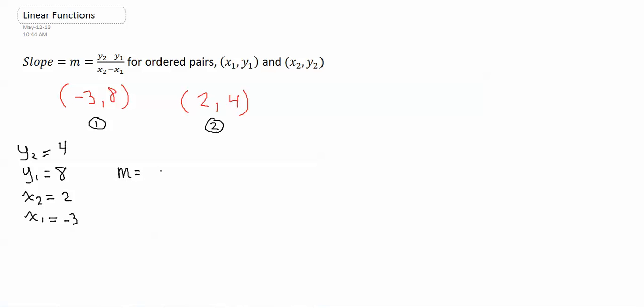So now we're going to substitute this into our equation. I get slope is equal to 4 minus 8 divided by 2 minus negative 3, just using the brackets to help keep things tidy. And I get negative 4 over positive 5. So that's negative 4/5.